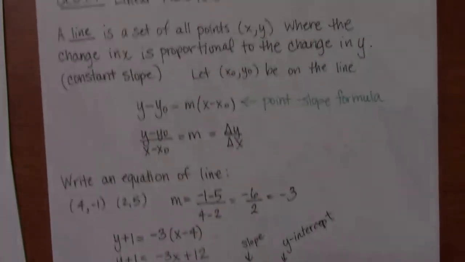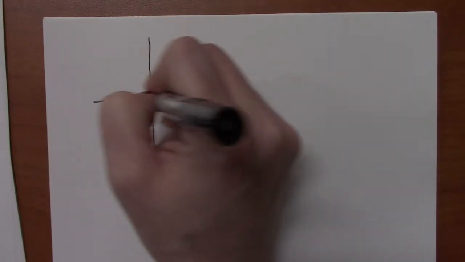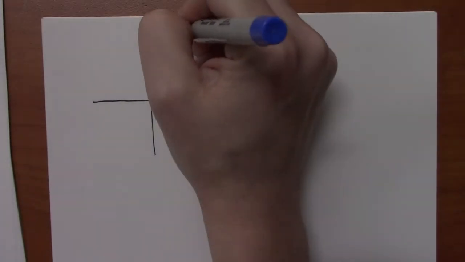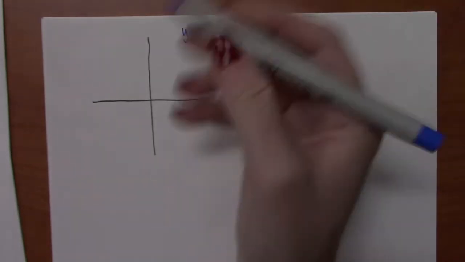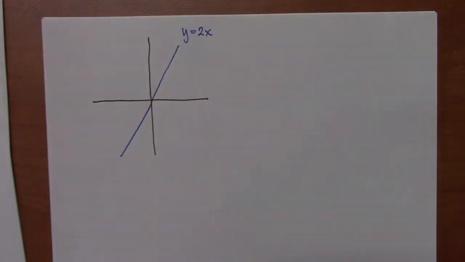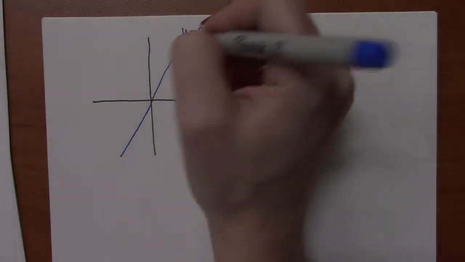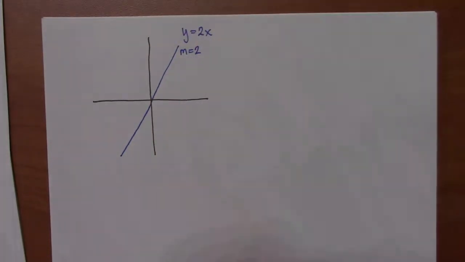So let's look at an example. Let's say I have the line y equals 2x. Since there's no b, it's just mx plus 0, b is 0, so we know this line crosses the origin. So this line has a slope of 2, and I can just grab that right out of the equation.